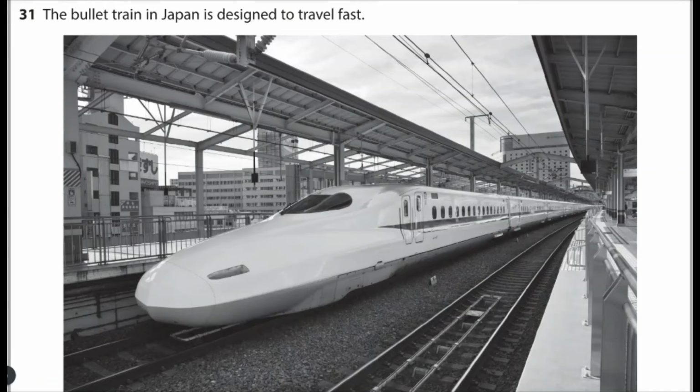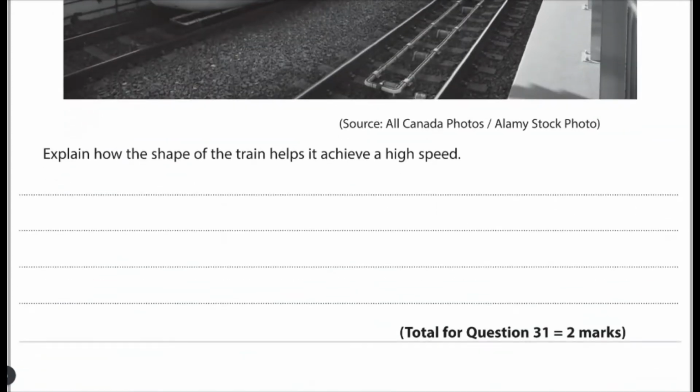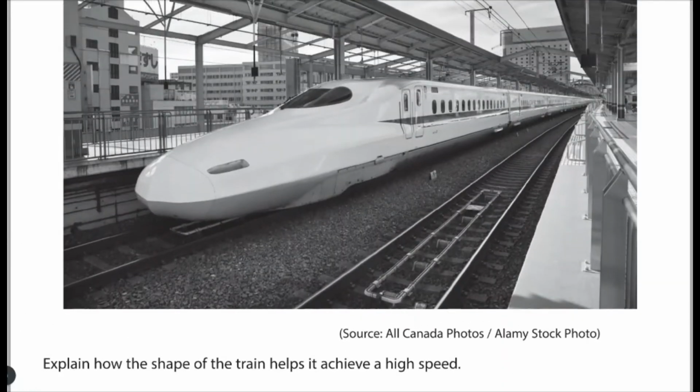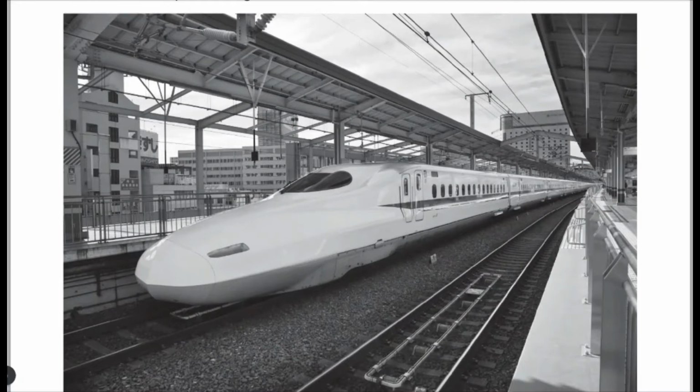31. The bullet train in Japan is designed to travel fast. Explain how the shape of the train helps it achieve a high speed. Now we know when an object is moving, it will have friction and also air resistance, or drag force, applied on it. The faster it goes, this drag force increases. So in order to reduce this drag force, we can have this streamline shape.